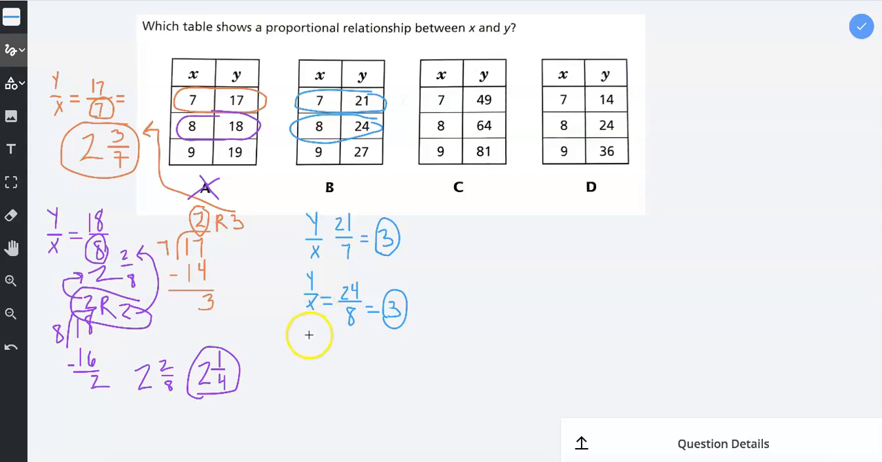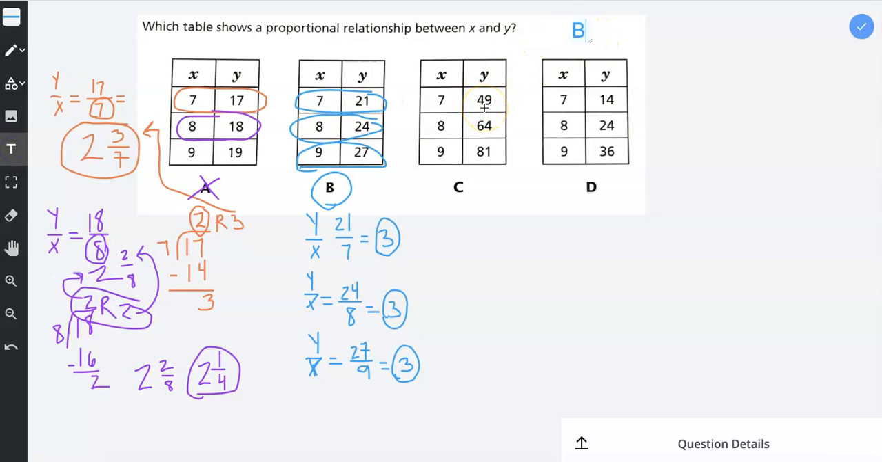And then finally the last point, y divided by x. The y is 27. The x is 9. And 27 divided by 9 is 3. And I just found the table that is proportional. I know it's proportional because the unit rate was 3, 3, and then 3 again. The unit rate was the same throughout, so the answer is B.